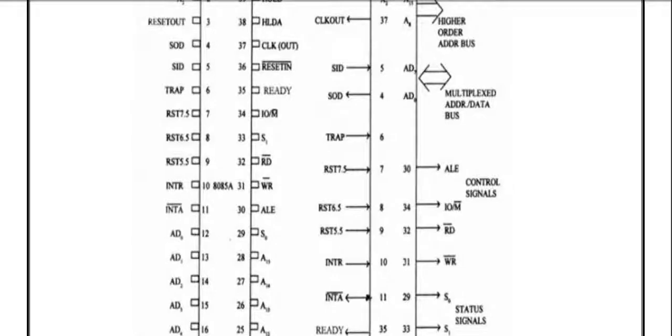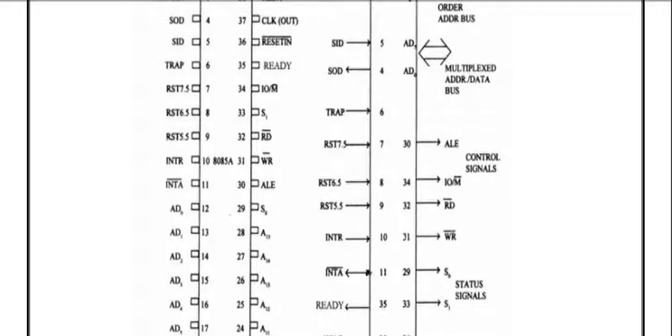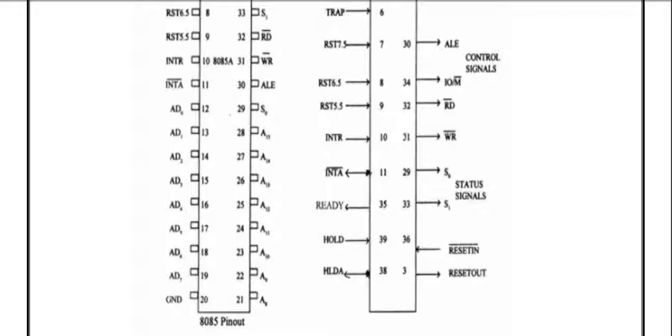Then comes RST 7.5, 6.5 and 5.5. They interrupt, that is INTR, on pin number 10, and they attempt INTA, which is active low, on pin number 11. Then they also have their brothers and sisters, which start from AD0 to AD7, from pin number 12. Then they go to the ground section, which is on pin number 20. Then on pin number 21 to pin number 28, A8 to A15 are the siblings of AD0 to AD7.